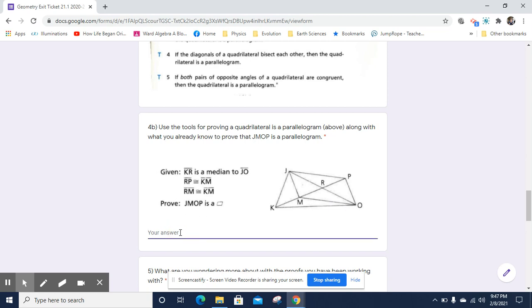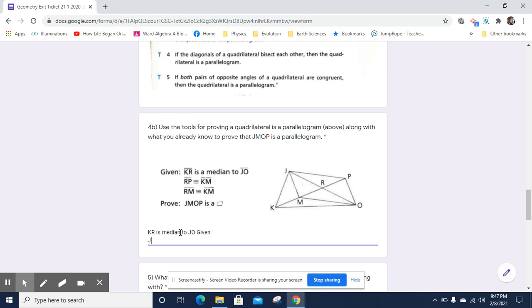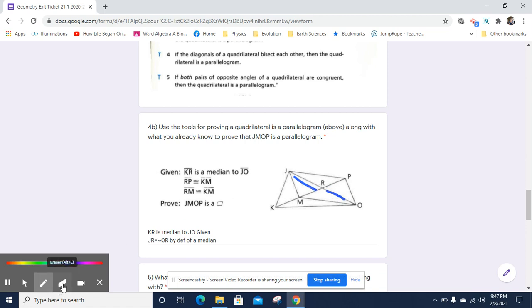So let's start with KR is a median to JO, given. And then we can say that JR is congruent to OR by definition of a median. Okay, so let's label that information. I don't like how I drew that one, so I'm going to get rid of it and redo it. Okay, so there we go. JR and OR are congruent.